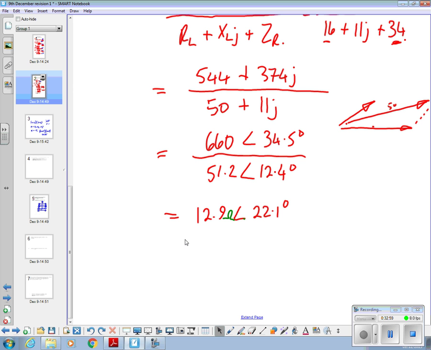Alright, so 4 marks for that bit. There's more work in it, that's worth more marks. Have a go and see if you can finish off parts C, D and E now. So, what's the next part? The next part is to find the total current flow. So I equals V over Z.